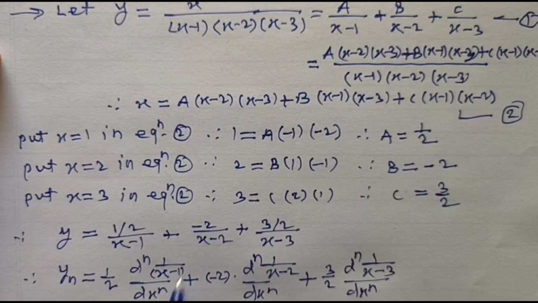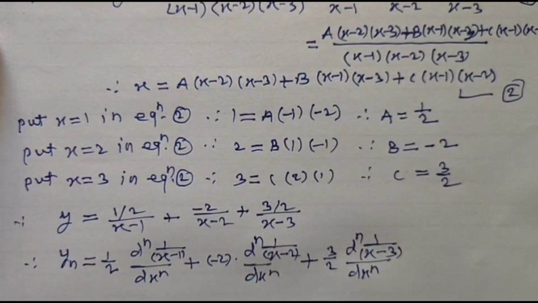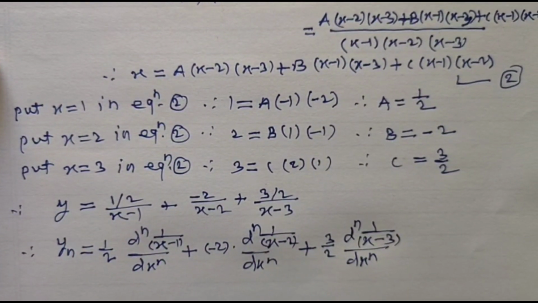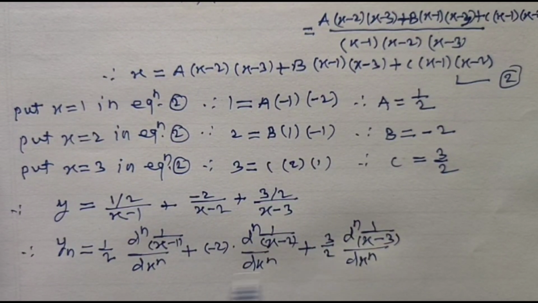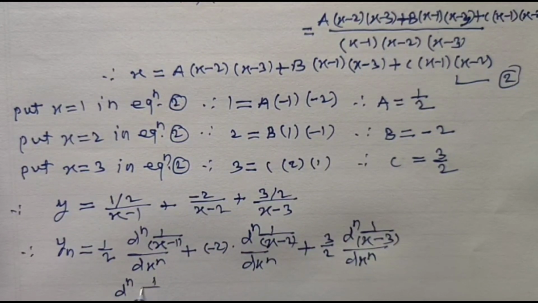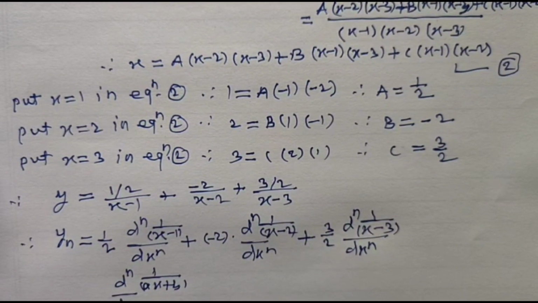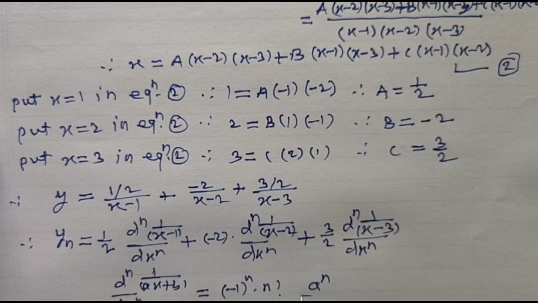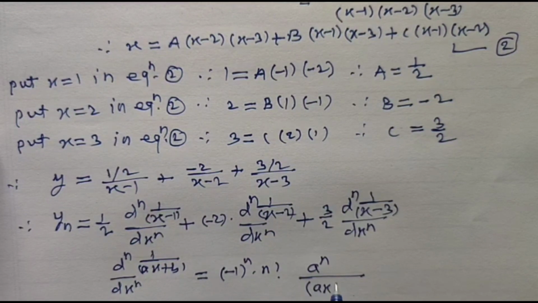Now x minus 1, x minus 2 and x minus 3, all these are linear polynomials. So we can apply the standard formula to find the nth derivatives of these three functions. You know this formula: the nth derivative of 1 upon ax plus b, with respect to x, is equal to minus 1 to the power n, n factorial, a to the power n, upon (ax plus b) to the power n plus 1.